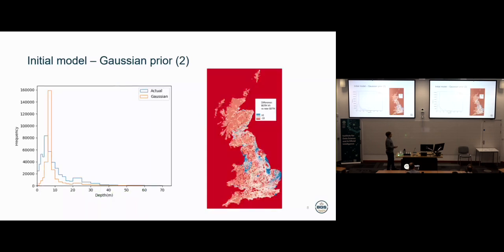However, there are a number of issues. Firstly, it's heavily under-predicting deeper superficials. Maximum depth in this particular model is around 70 metres, and it's tending to heavily over-predict at lower depths. So what we end up with is in mountainous regions, it believes there should be a superficial depth of around 7 metres, which is not correct. Whereas in Norfolk and other regions, you're tending to heavily under-predict the depths.